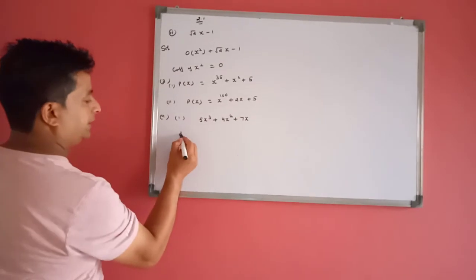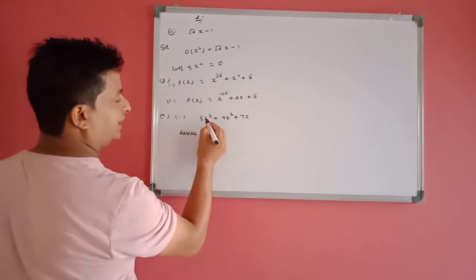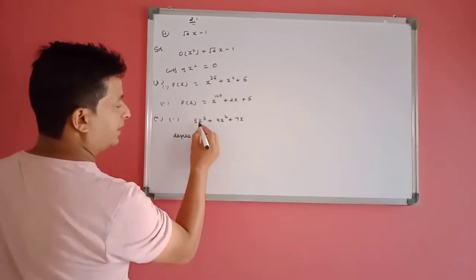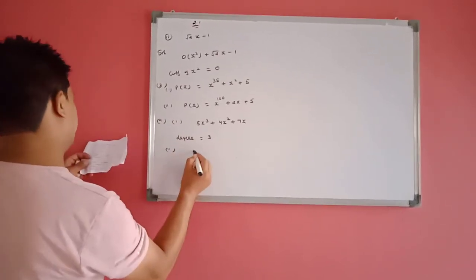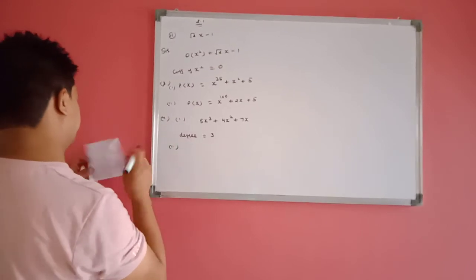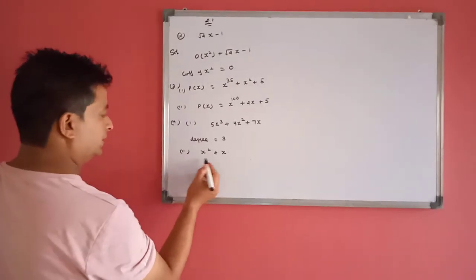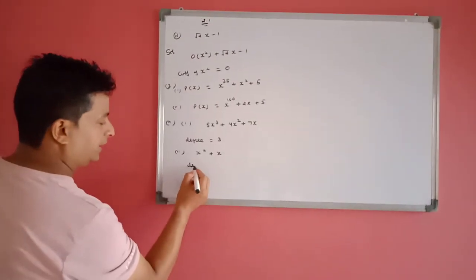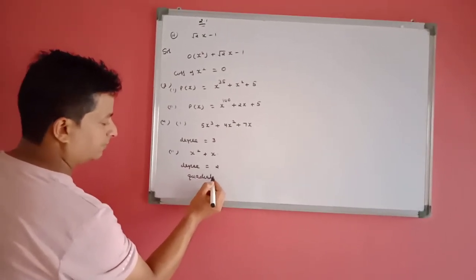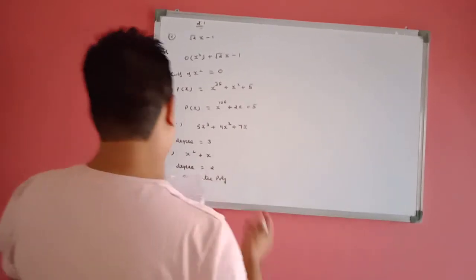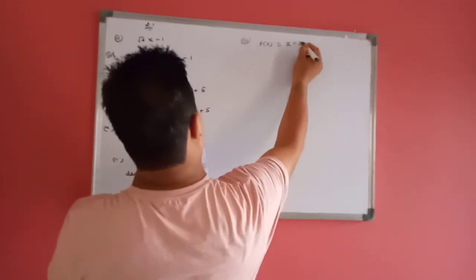In question number 4, write the degree of each polynomial. The first part is 5x cube plus 4x square plus 7x. The degree of a polynomial is the exponent of the variable which has the maximum power. In this, the power of x is 3, so its degree is 3. The second one is 4 minus x plus x square. This is a quadratic polynomial and its degree is 2.